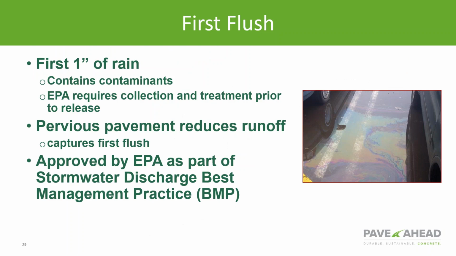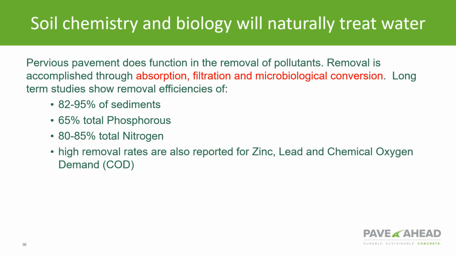What the EPA, Environmental Protection Agency, and most of the states are most concerned with is what we call the first flush. When it hasn't rained in a while, that first gush of rain will have the highest concentration of pollution. Best management practices really deal with that first initial burst of rain. What we've found is that pervious pavements do a very good job of dealing with that pollution through a combination of what we call filtration and microbial conversion.